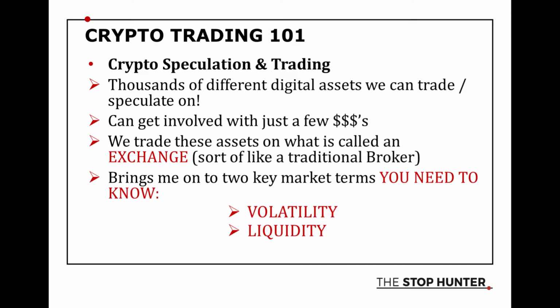And pretty much all this trading is done on what we call an exchange. It's sort of like a traditional broker from the world of Forex or stocks, but that's where all the action is going to happen, and we're going to look into the exchanges in a minute. But that brings me on to two key market terms that you're going to need to know, because it'll help you understand the risks and the price movement of cryptocurrency a lot more, and that is volatility and liquidity.